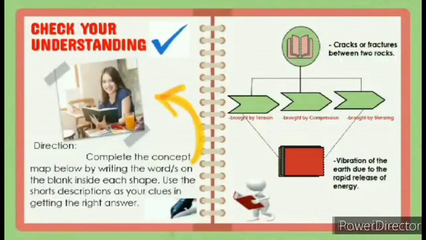Okay, let's now move on to check your understanding. Direction: complete the concept map below by writing the words in the block inside its shape. Use the short description as your guide in getting the right answer. Okay, look properly at the diagram. Number 1, cracks or fractures between two rocks. And below that, we have caused by tension. Number 2, caused by compression. Number 3, caused by shearing. And the last one, but not the least, vibration of the earth due to the rapid release of energy.